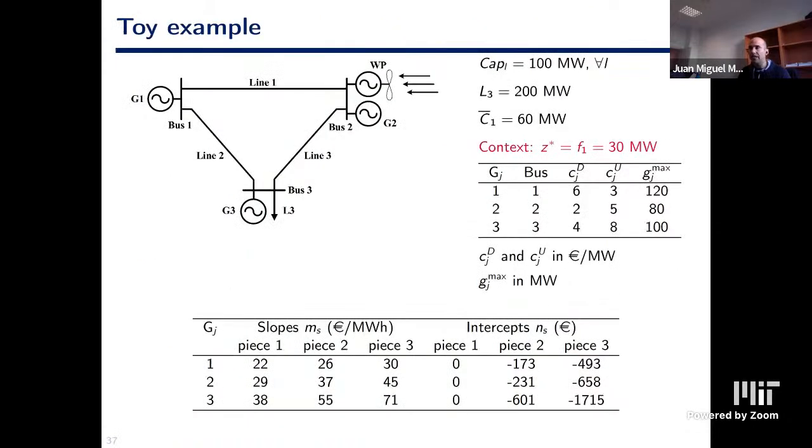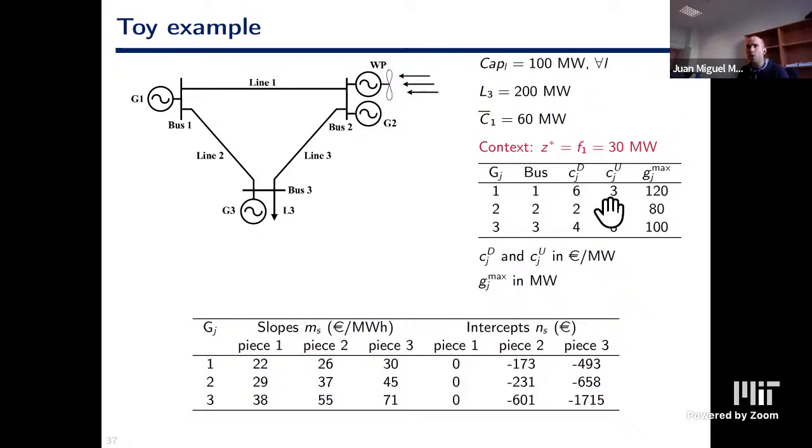Okay, so let's see now some results that we can understand from a toy example. Again, we consider a small 3-bus system, this time consisting of 3 lines, 3 conventional generators, G1, G2, G3, 1 load at node 3 again, and a wind farm located at node 2. The capacity of the wind farm is 60 megawatts, and all the lines have the same capacity here of 100 megawatts.